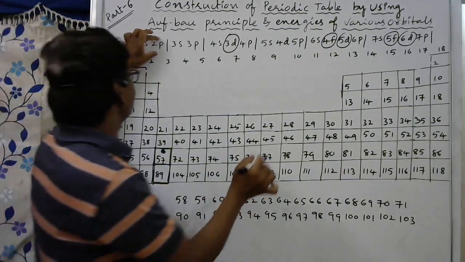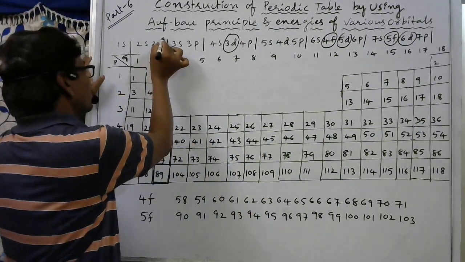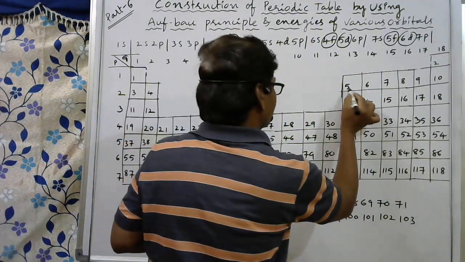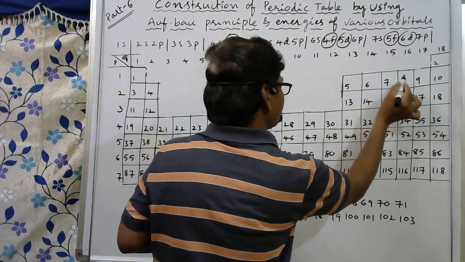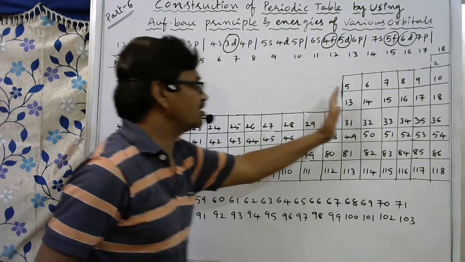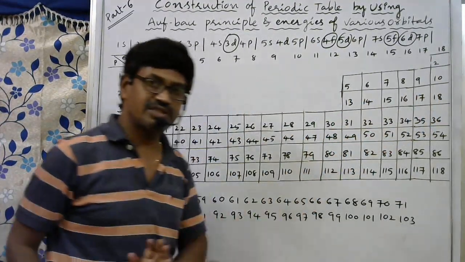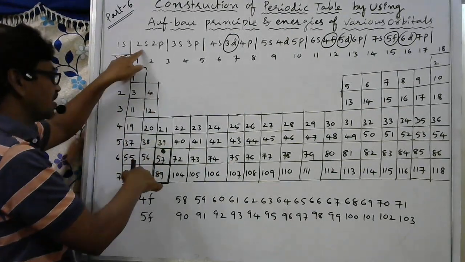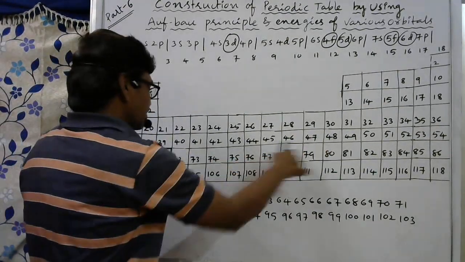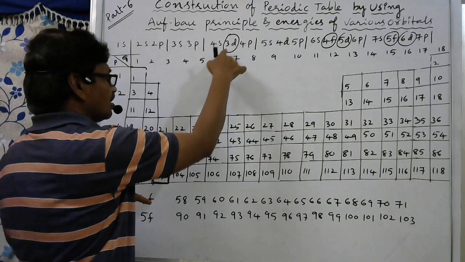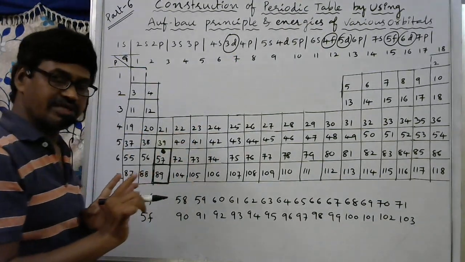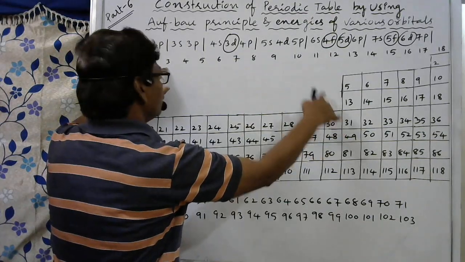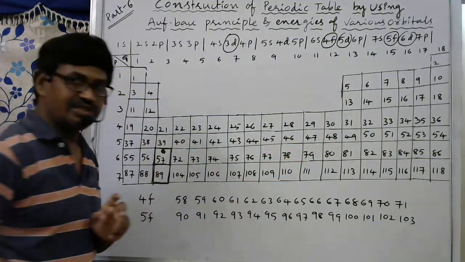2p means the p orbital can always accommodate 6 electrons. So this is totally p. From here you can count 1, 2, 3, 4, 5, 6. This means these 6 elements are present in the p orbital. These two groups are present in the s orbital. In the middle, 10 elements are present in the d orbital. The d orbital can accommodate 10 electrons, so from the third to the 12th groups are present in the d orbital.